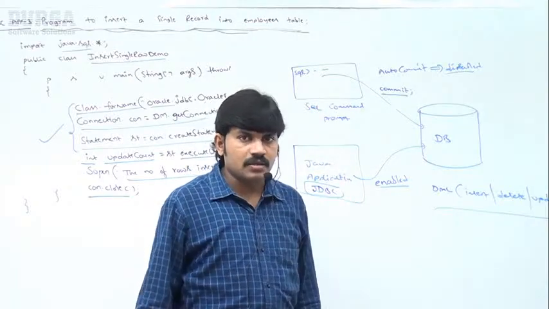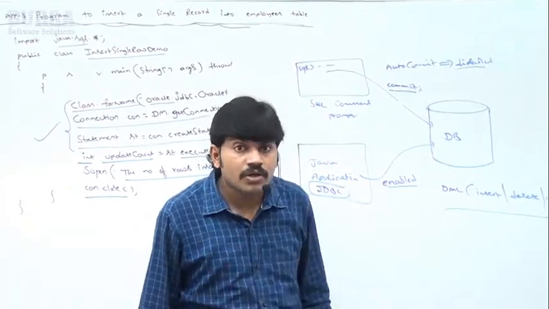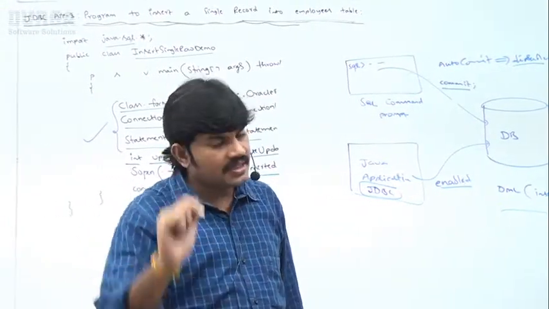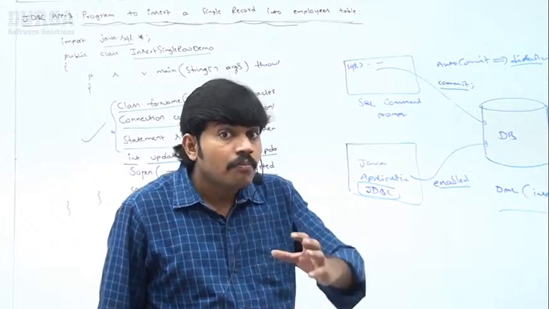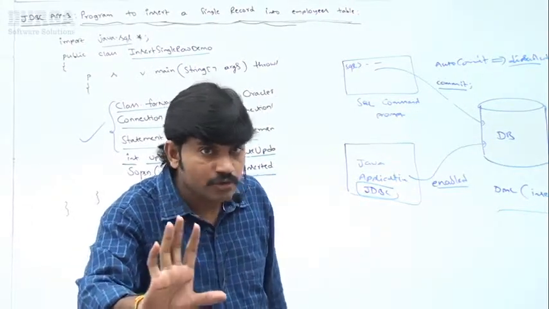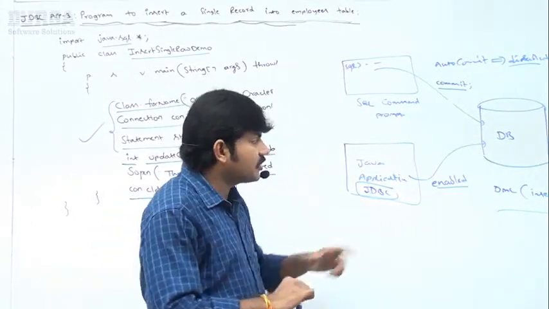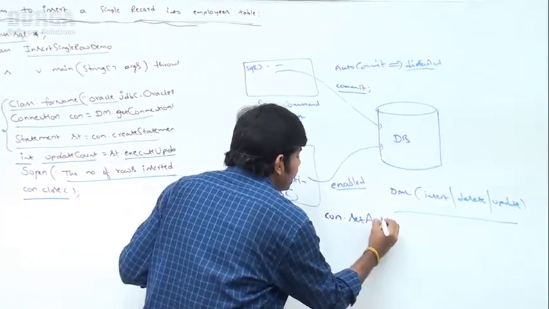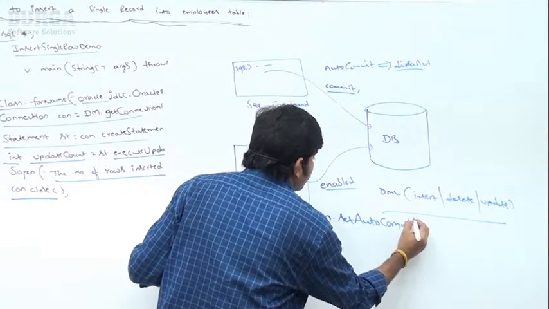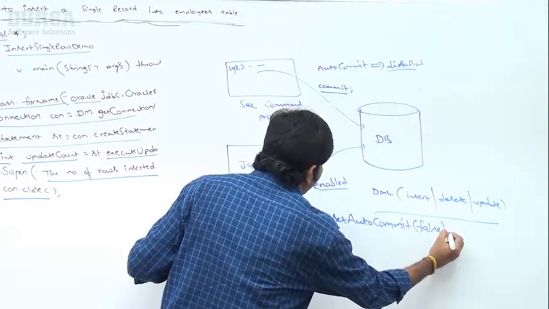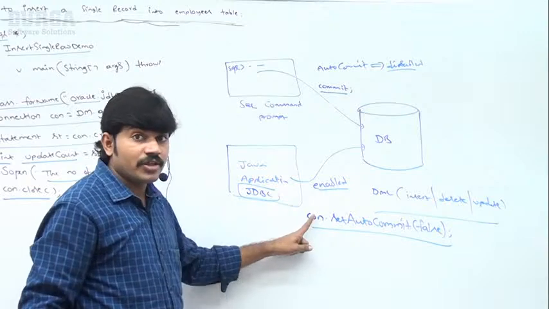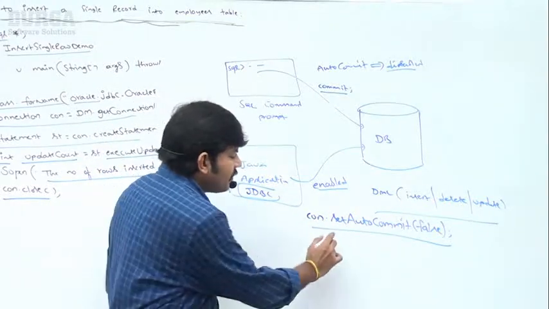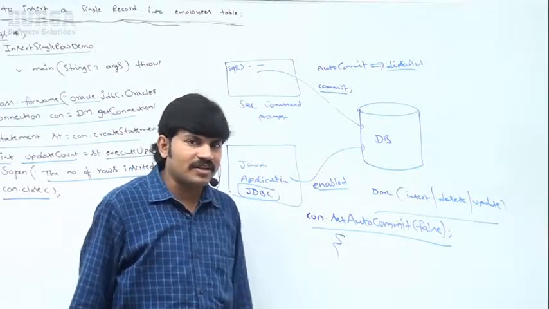Some people may ask, in a Java application, I want to disable auto commit mode. Is it possible or not? Yes, possible, no problem at all. But in the transactions, I will explain. Still, if you are very much interested to know the method, con.setAutoCommit(false) we have to use. If I use setAutoCommit(false), you can perform any operation, those changes won't be reflected in the database.